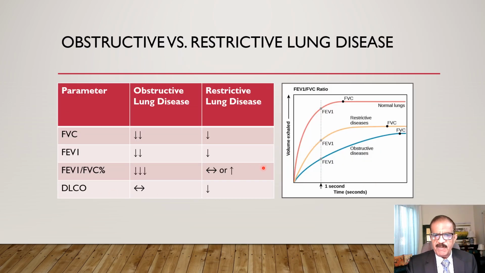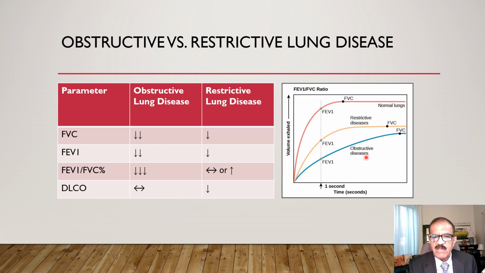Now this is the summary of what we just discussed: parameters in obstructive lung diseases and restrictive lung diseases. We covered all these individually, but for comparison, these are the three curves. This red one is normal lungs. This much is forced vital capacity, and this point indicates the FEV1.